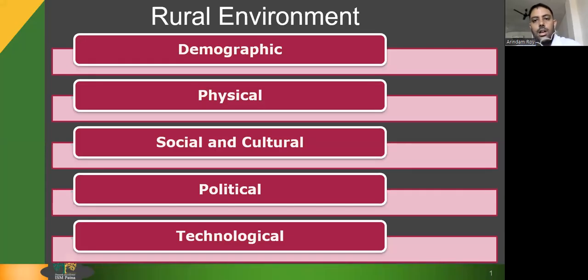Good morning, all. Today, in this lecture, we would understand the rural environment per se, how the rural environment still exists, and what are the changes that have happened in the rural environment. So the very first thing that we would discuss is the demographics sector.